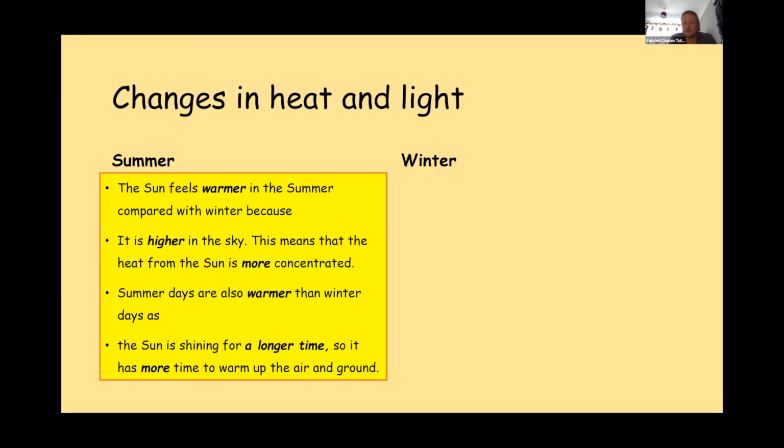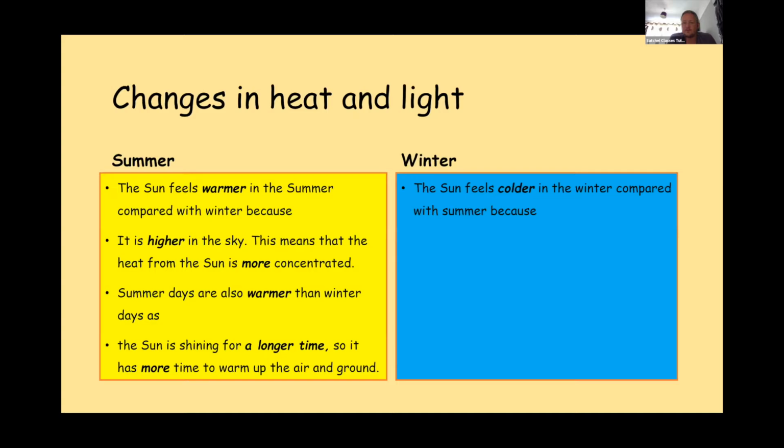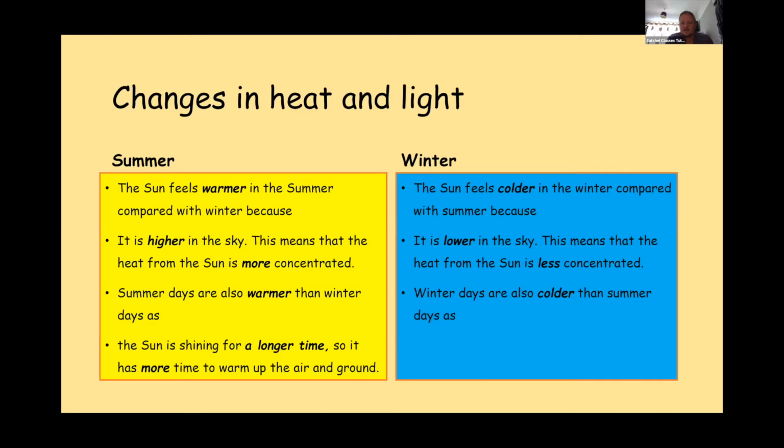The converse is true for winter. The sun feels colder in winter compared with the summer because it's lower in the sky, because the Earth is tilted away from it, or should I say the northern hemisphere is tilted away in its winter. The sun rises and sets lower in the sky than it does in summertime. This means the heat from the sun is less concentrated. Winter days are also colder than summer days, as because of that lower arc, the sun seems to be shining for a shorter time, so it has less time to warm up the air.